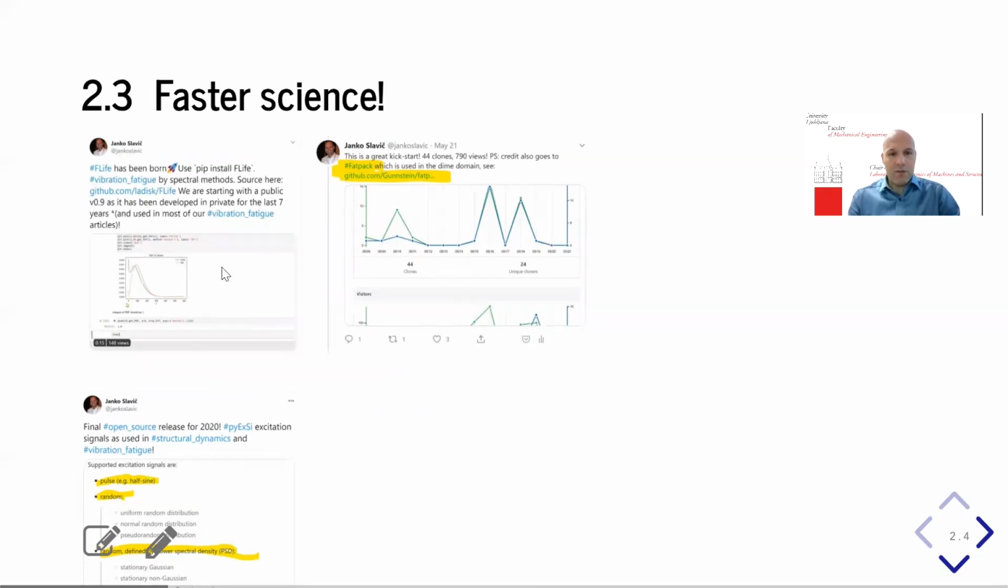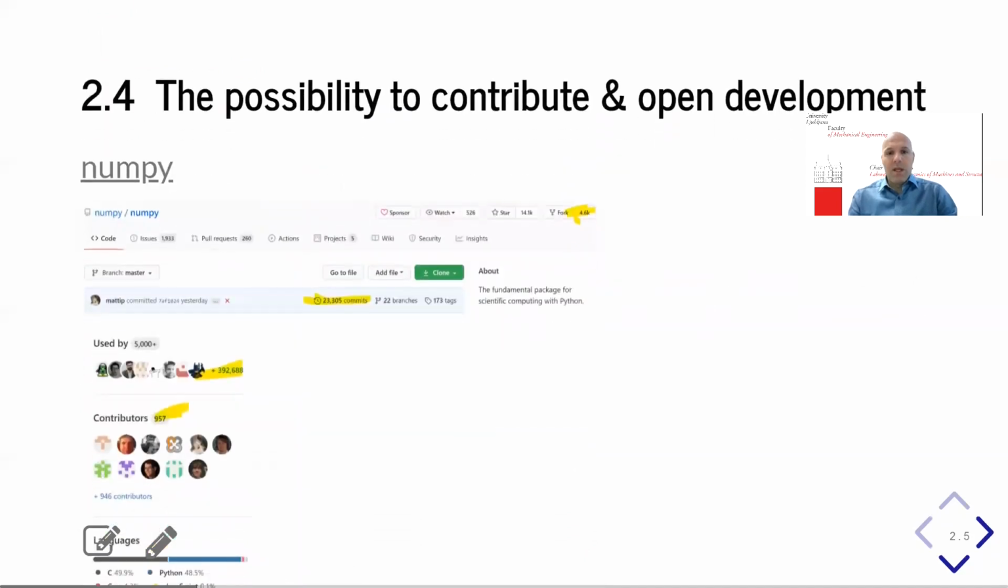Here I'm showing some of the statistics. You know, when we made the particular package publicly available, there was quite a lot of interest between our peers, and we are happy about this. The second reason is that we all have the possibility to contribute, that usually the development is open.